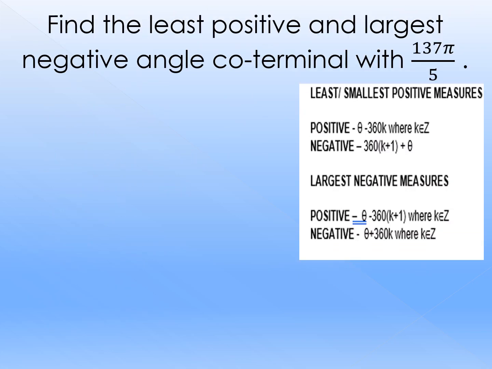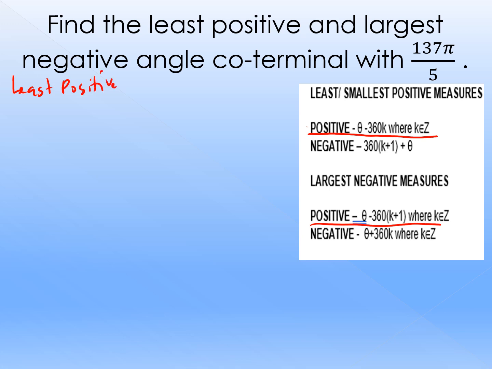Let's find the least positive and largest negative angle coterminal with 137 pi over 5. As you can see, the given angle measure is in radian measure. So the first thing that we're going to do, we're going to check the sign of our angle measure, and that is positive. So we're going to use this formula for least positive and this formula for largest negative. So let's now write the least positive.